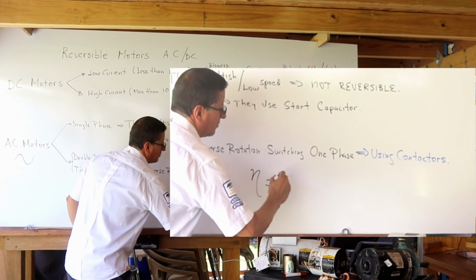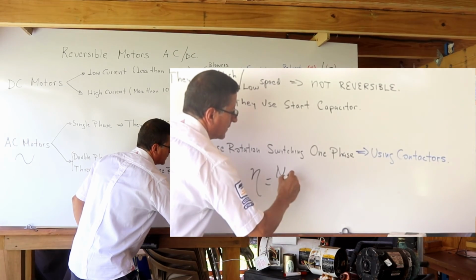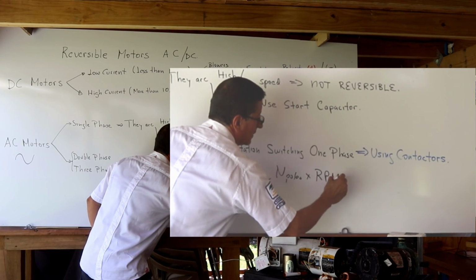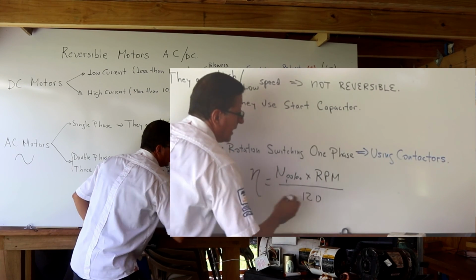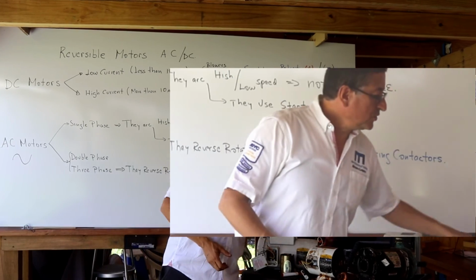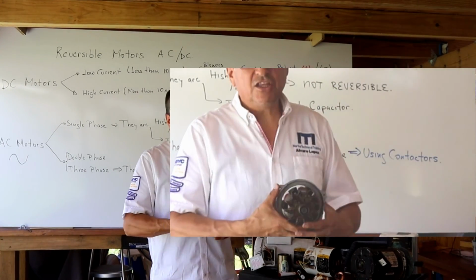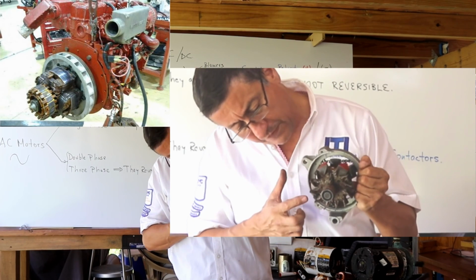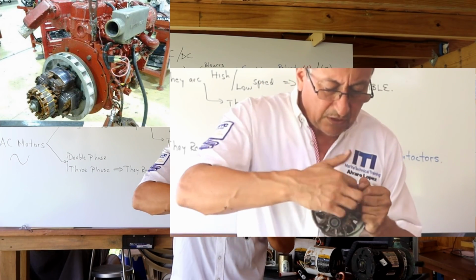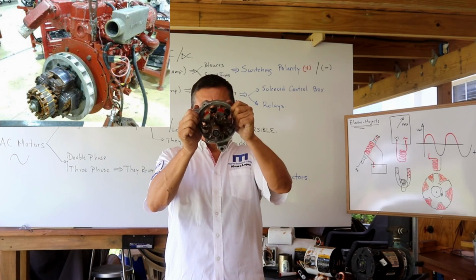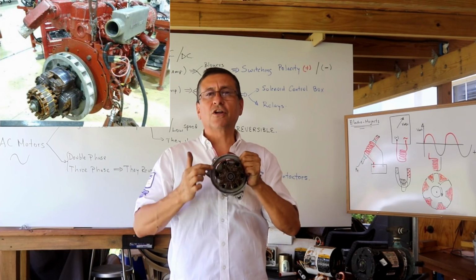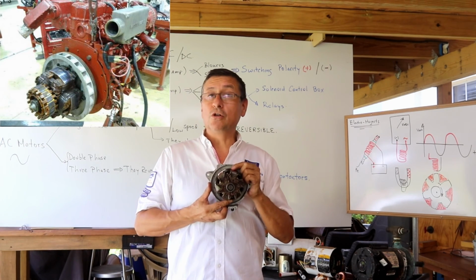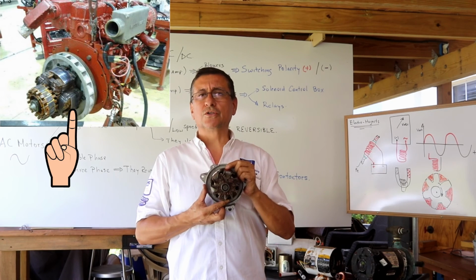Frequency is equal to the number of poles times the RPMs divided by 120. Those are the number of poles. In this particular case, this alternator has 1, 2, 3, 4, 5, 6, 14 poles. This alternator has 14 poles. There are other alternators with 4 poles, with 6 poles, with 2 poles.